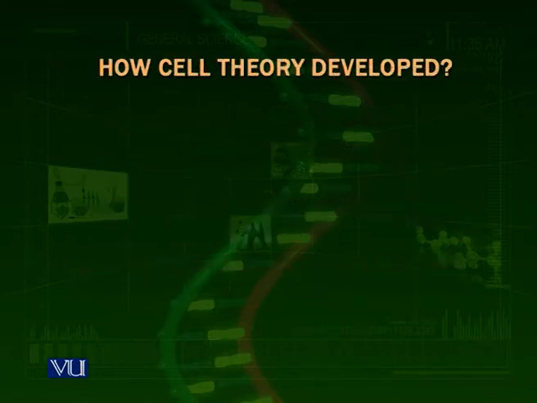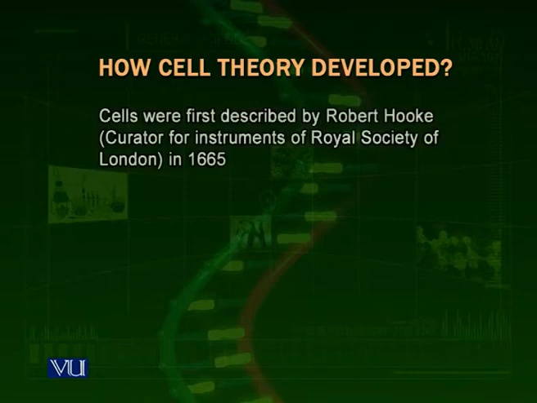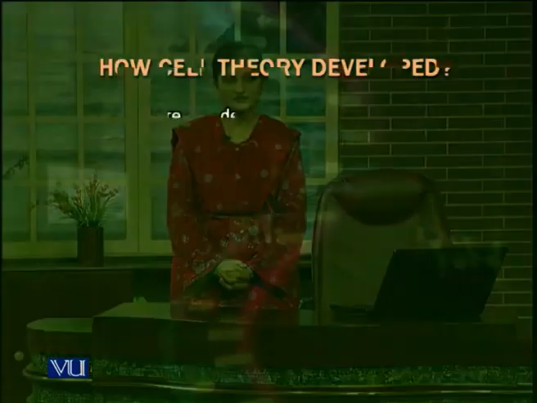Now let's look at how this theory developed. Cells were first described by Robert Hooke, who was the curator of instruments of the Royal Society of London. In 1656, he made a simple type of microscope by using different types of lenses to magnify different things. He observed some sort of cells in thin slices of cork. Now we know that he observed certain dead cells.